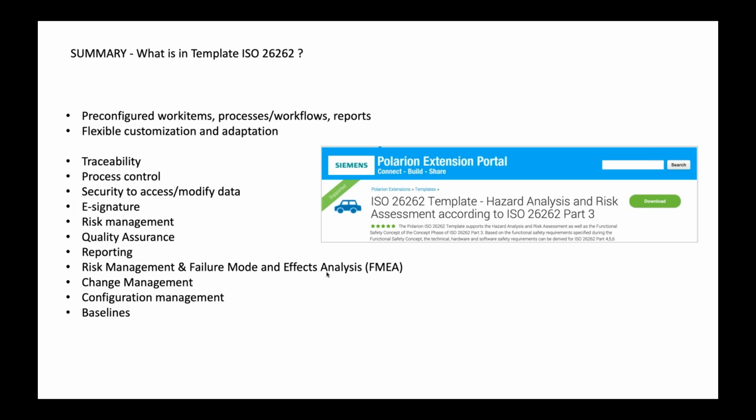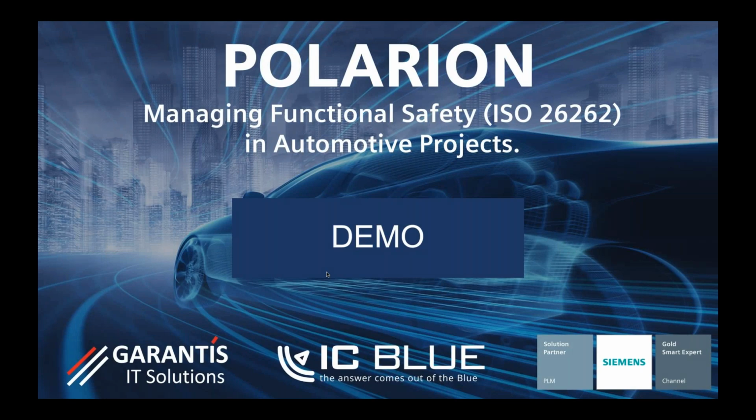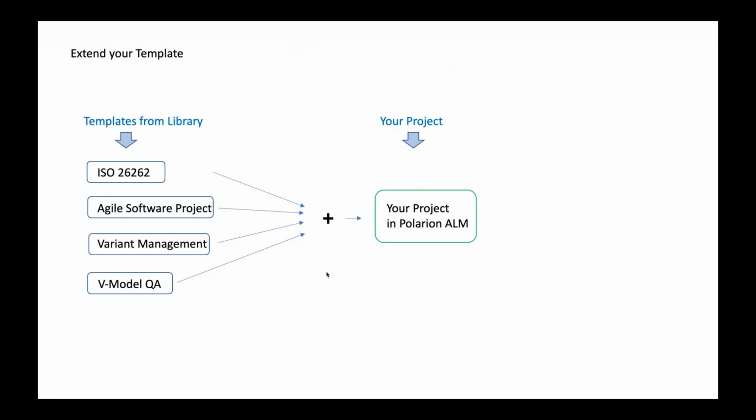So I think now we have finished the 30 minutes. This picture shows you that you can combine different projects into your project. You can take ISO26262, add an Agile software project, combine with variant management, and this way you define your new corporate standard, and this can grow and cover other departments.